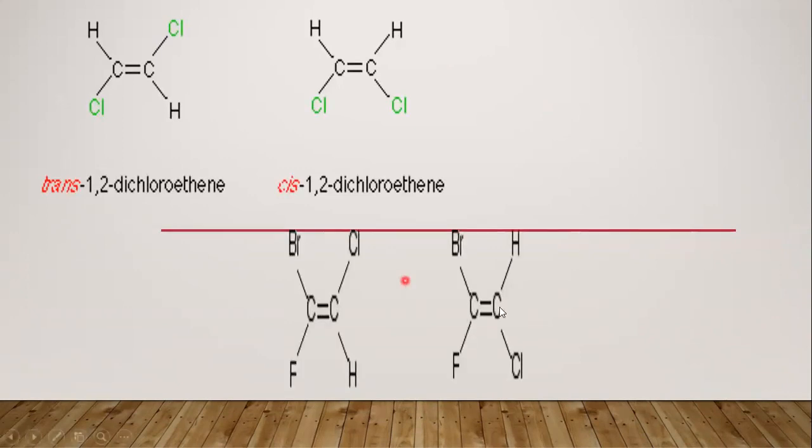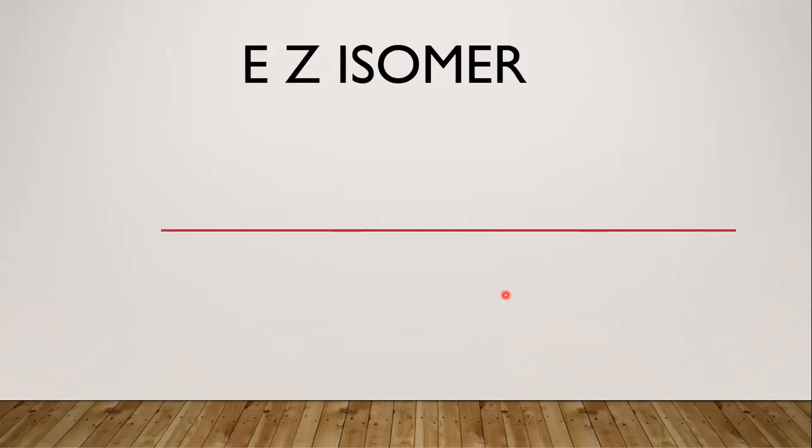Like this one. Look. In the first carbon, H and the Cl. In the second carbon, Br and the F. So different substitutions. I cannot say cis and trans, so we have another system which is known as the EZ isomer. E means entgegen. Z means zusammen. This is German.